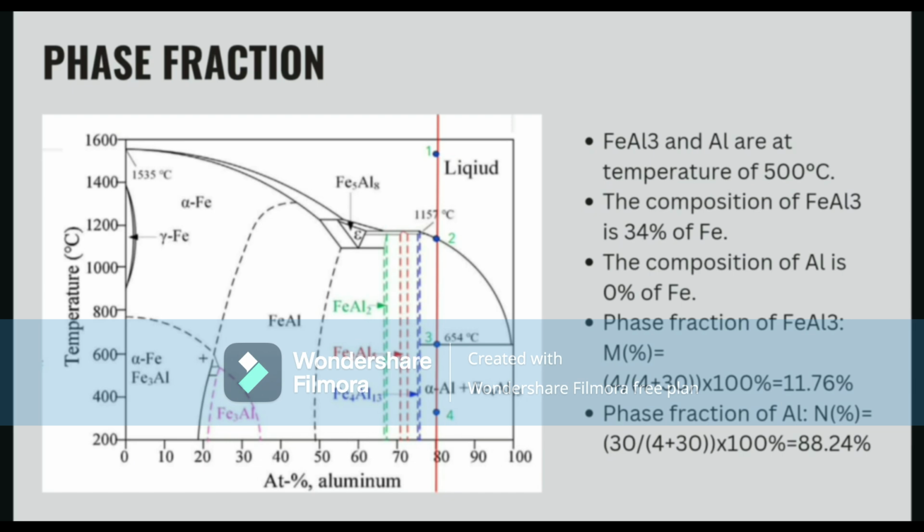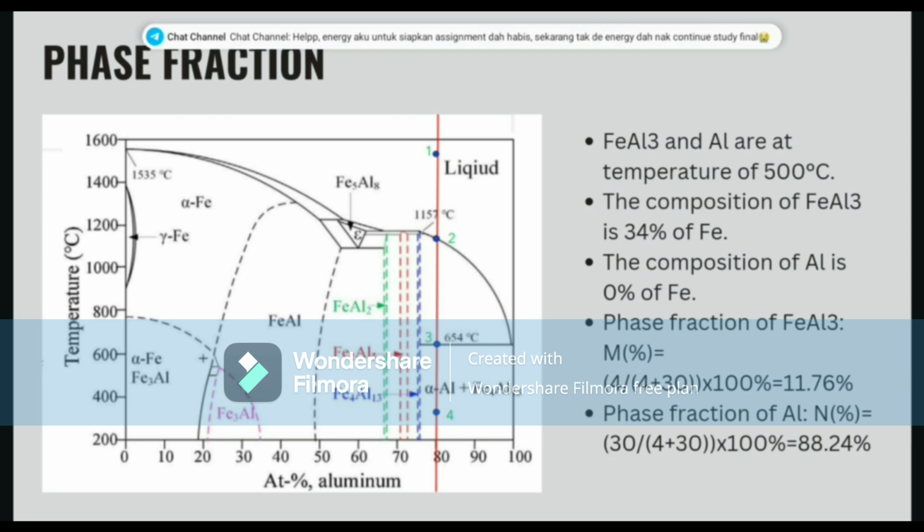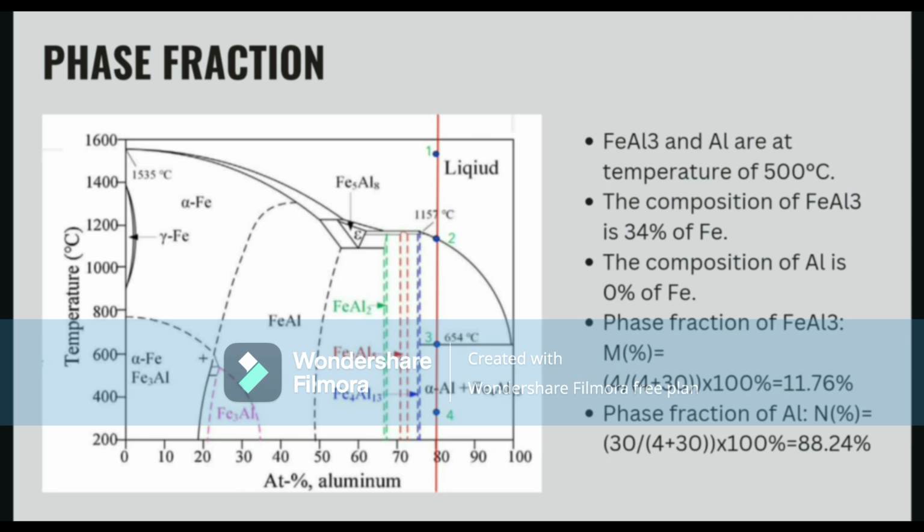the composition of each phase, which is the FeAl3 phase, it is an intermetallic compound, and the composition of FeAl3 is about 34% of iron and 66% of aluminium, while for the Al phase or aluminium phase, it is purely aluminium. So the composition of aluminium is of course 100% of aluminium with 0% of iron.